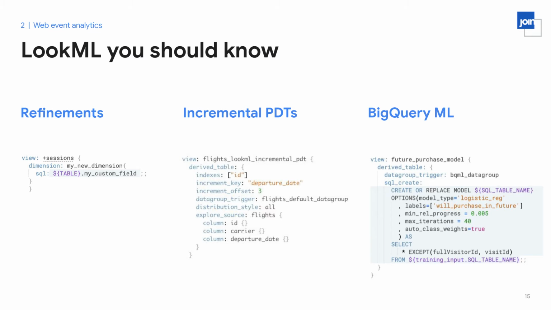Building a predictive model in BigQuery and managing it with Looker makes getting predictive insights into the hands of your users much easier than it would be if you were building a whole separate ML pipeline for it. We'll talk about some concrete examples of how to use these BQML models in a little bit.